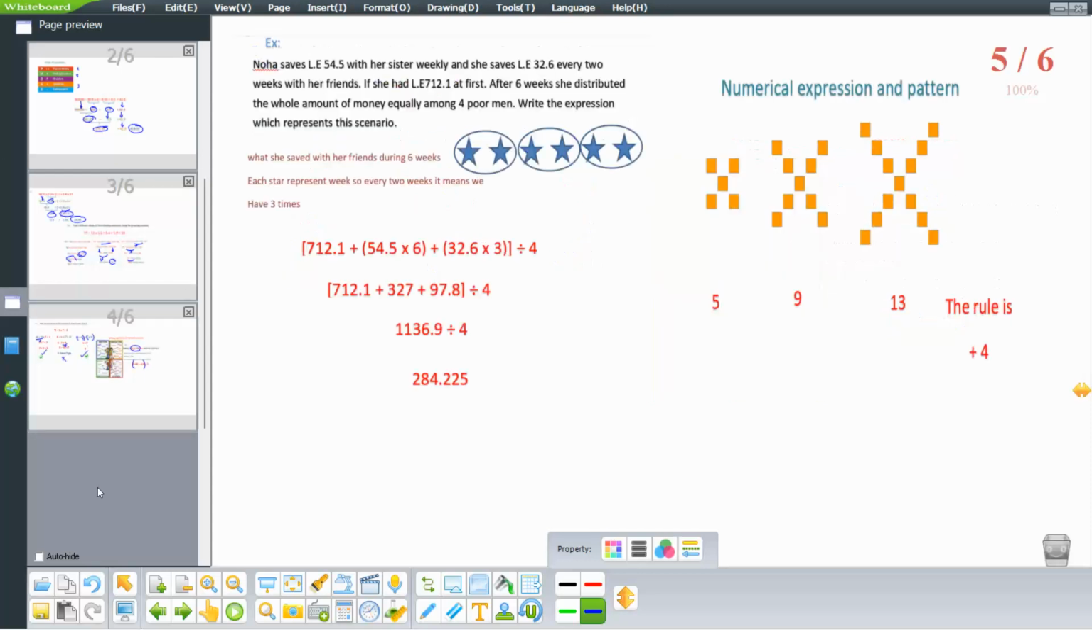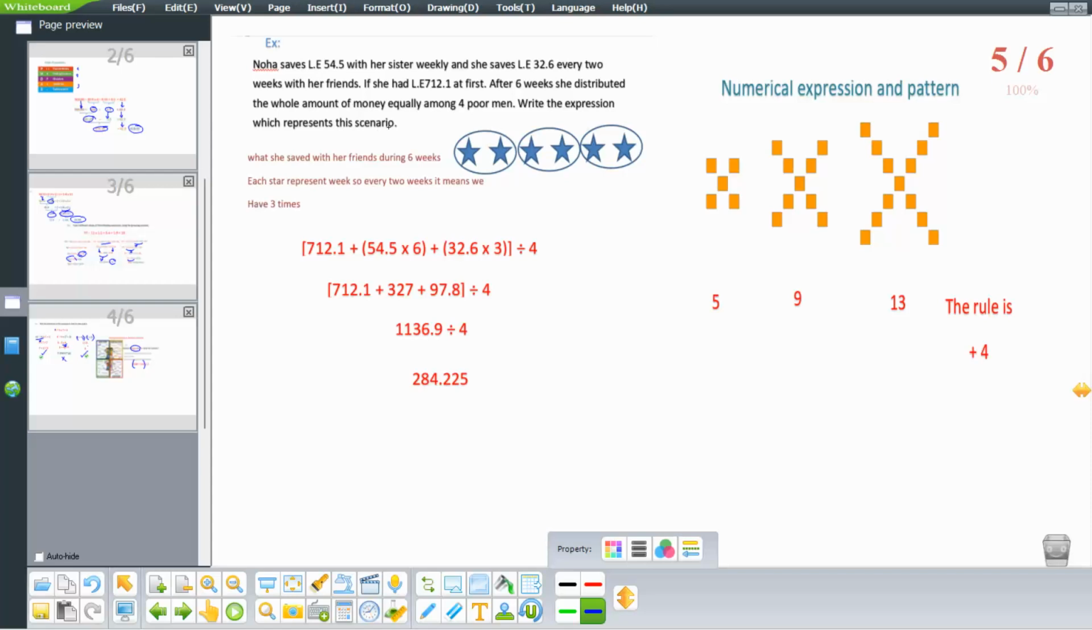Okay, let's see the other one. Nook saved LE 54.5 with her sister weekly, and she saves LE 32.6 every 2 weeks with her friend. If she had LE 712.1 at first, after 6 weeks, she distributed the whole amount of money equally among four poor men. Write the expression which represents this scenario.